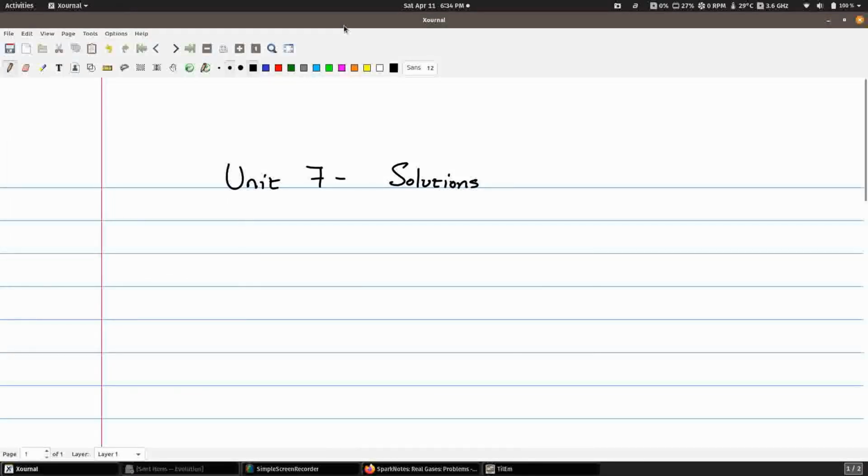Alright, so we're moving on to Unit 7. We finished Unit 6 with the van der Waals equation and real gases, deviation from ideal gas. We're starting Unit 7 with solutions, but the whole title of the unit, I'm going to just write it and erase it. It's solutions and acids slash bases.